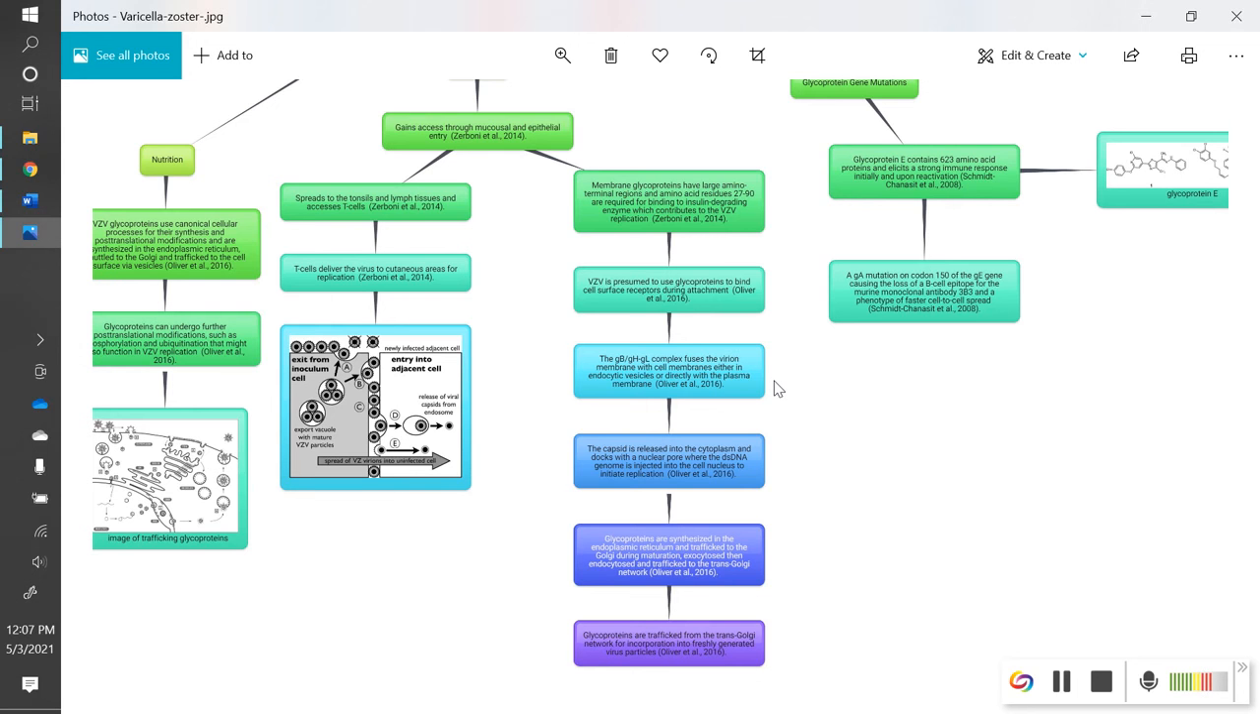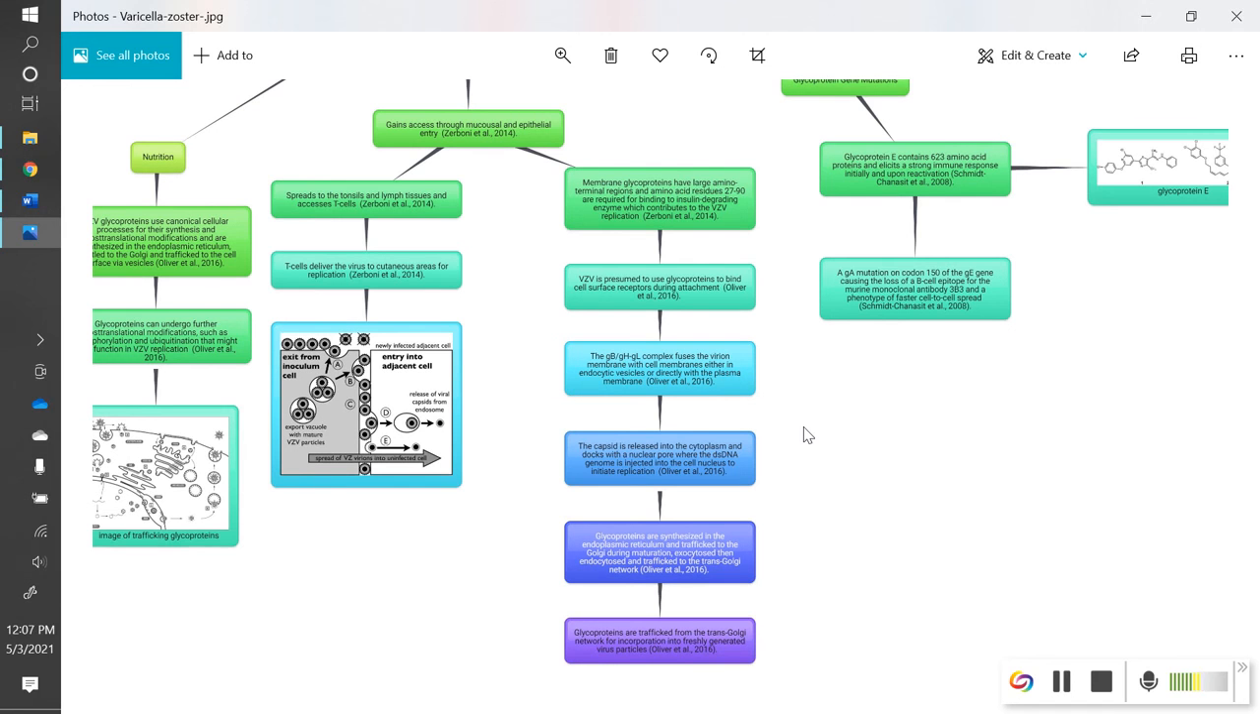endocytotic vesicles or directly with the plasma membrane. So it's basically just invading that cell. Then once it's invaded, that capsid is released into the cytoplasm and then initiates gene replication inside that cell.